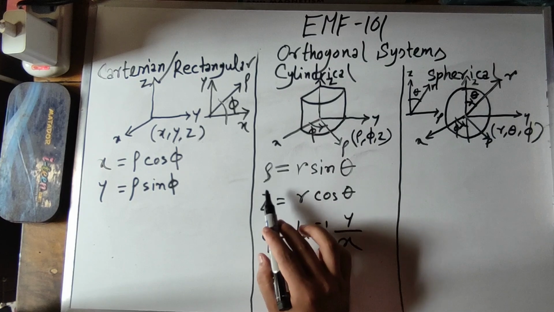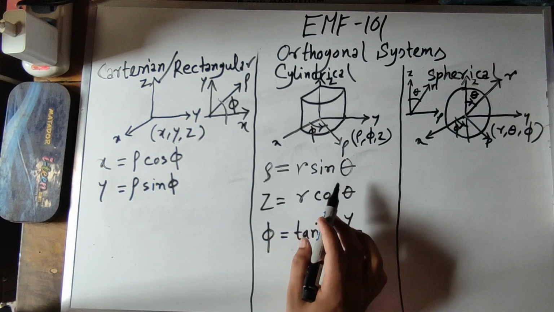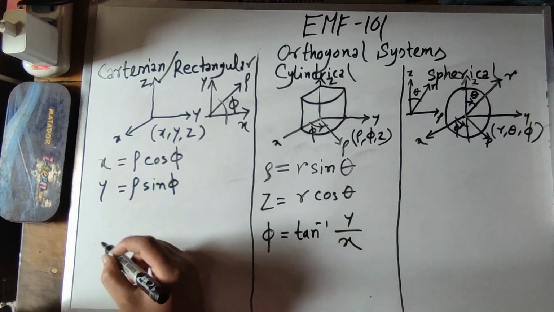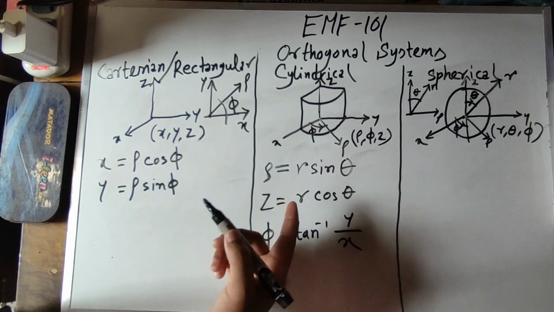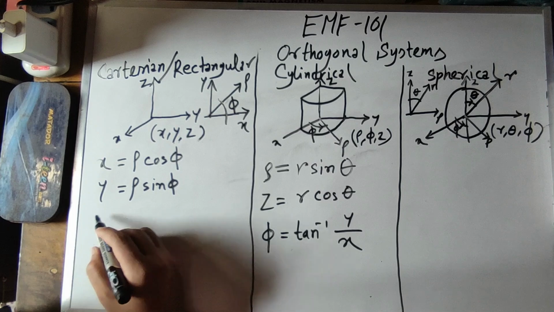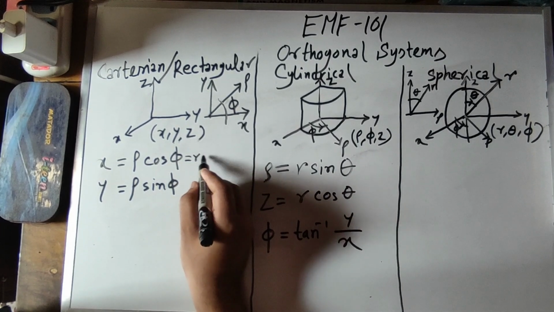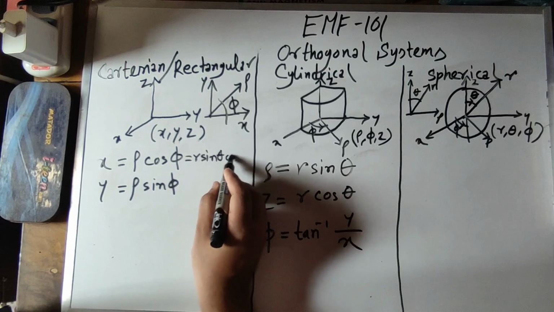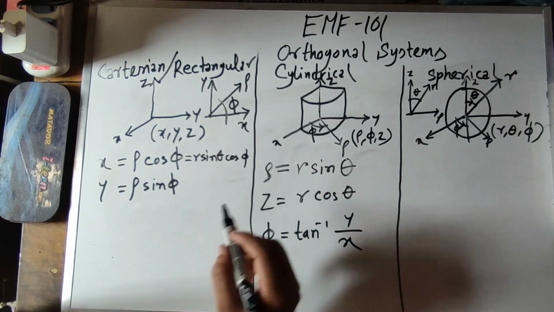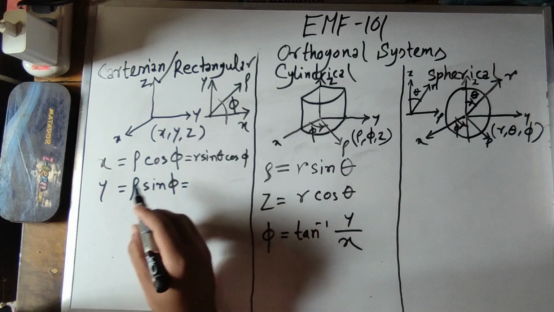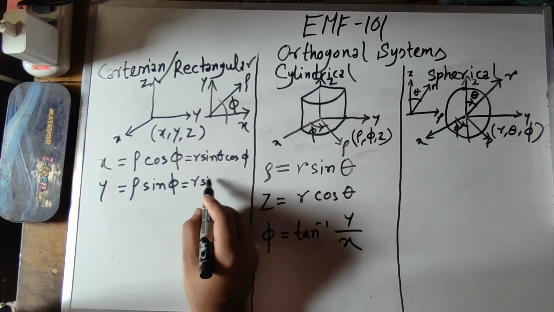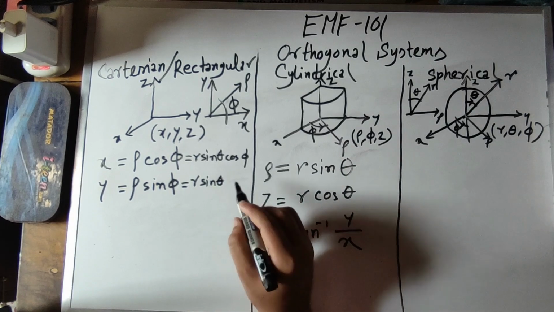Now if rho is r sin theta, we can replace rho by r sin theta and get x in terms of r, which equals r sin theta cos phi, and y is r sin theta sin phi.